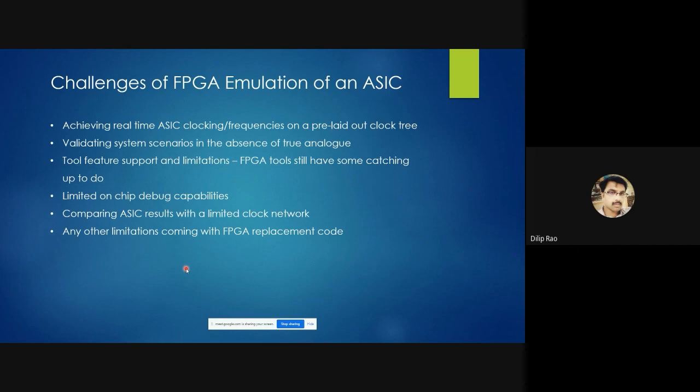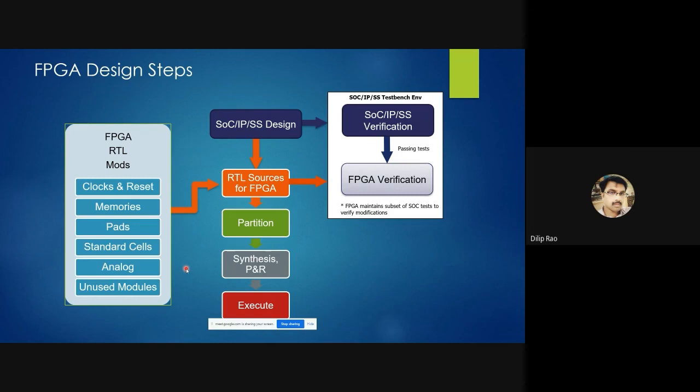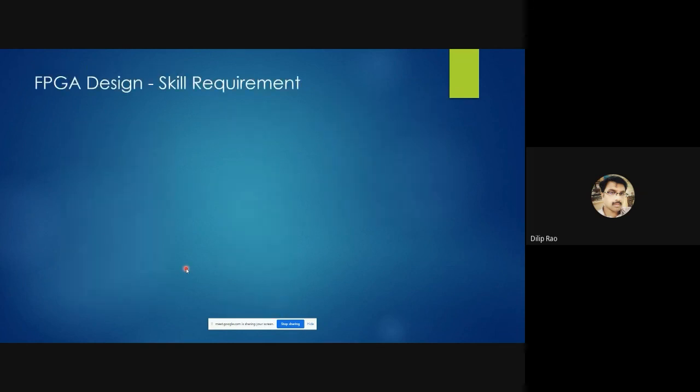Challenges of FPGA emulation of an ASIC. As I said, nothing new here. I have already discussed the concepts before. We need to live with certain approximations of the clock network. You need to live with certain approximations of not having analog. You need to live with certain inhibitions of limited debug capabilities. So these are the challenges that you need to navigate and still be able to see what you expect to see on an ASIC.